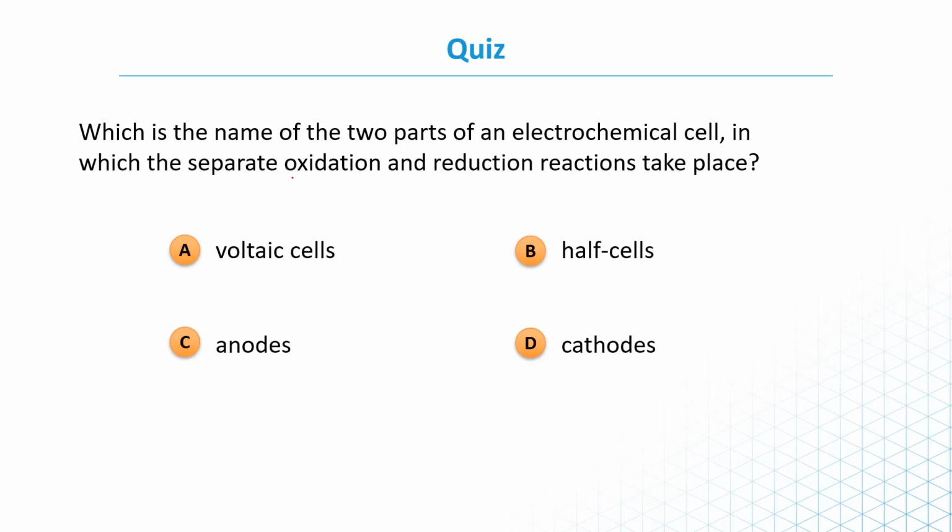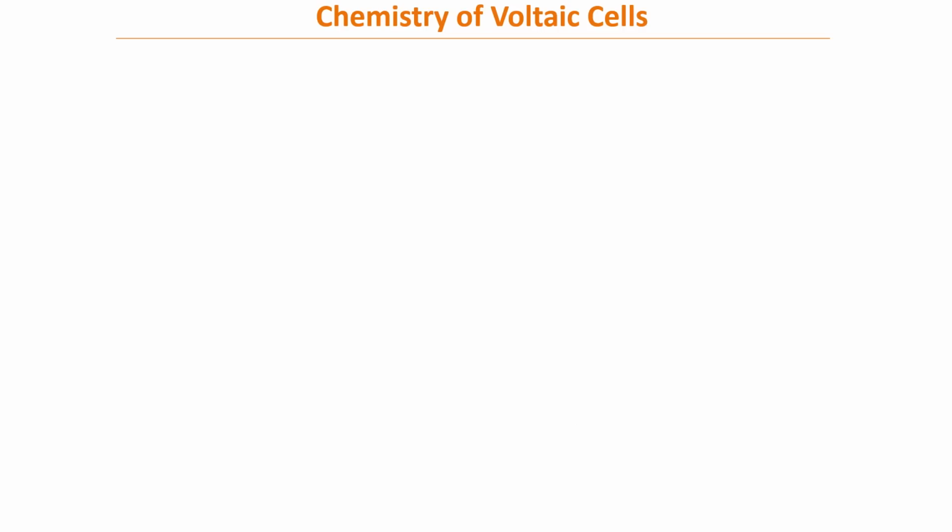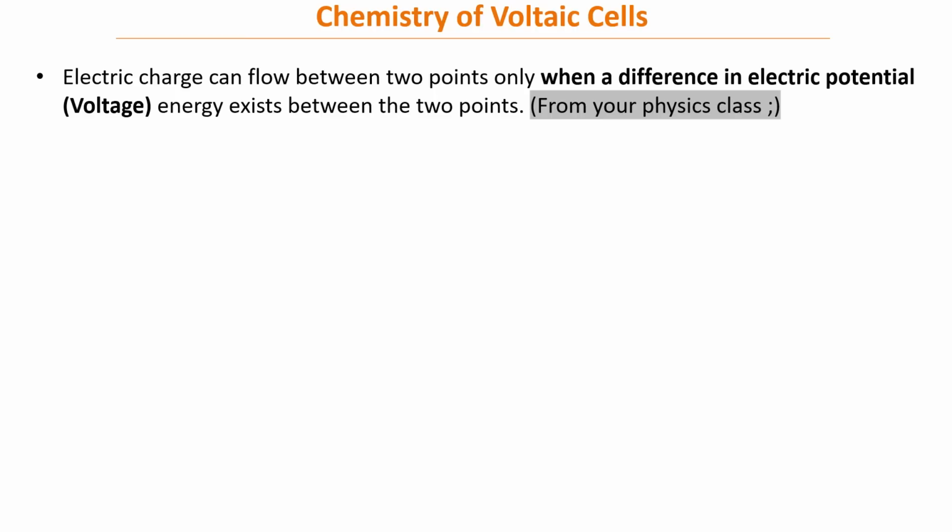So what is the name of the two parts of an electrochemical cell? Separate oxidation and reduction reactions take place. Two parts, so half cells. Now, electric charge can flow between any 2 points when a difference in electrical potential, or voltage, exists. Meaning if I have point A and point B, for there to be an electric current, the voltage of A minus the voltage of B must not be zero. They can't be equal in voltage or potential, there must be a difference in voltage for the current to be able to move. This is from physics class.